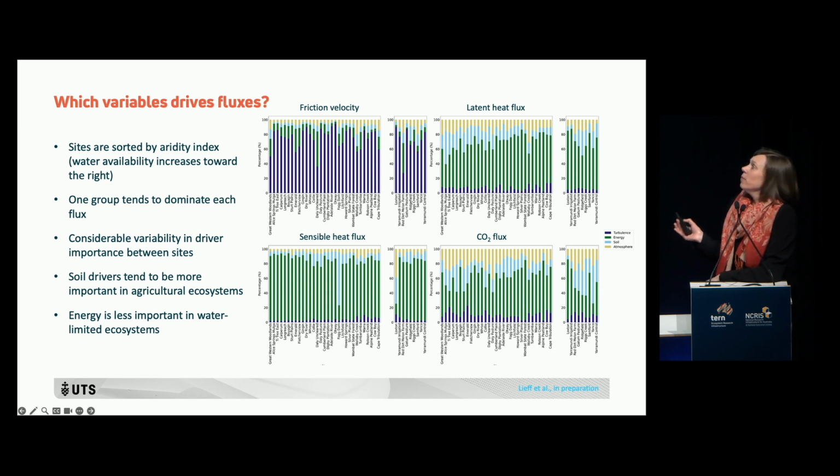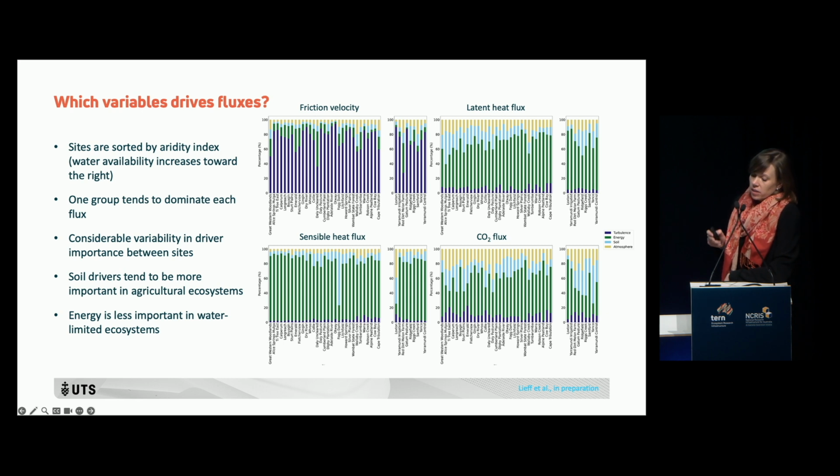So let's look at which variables are actually driving the fluxes. I don't want to overwhelm you with this picture. I just want to show you the general trends here. So we've plotted the sites sorted by aridity index, so water availability increases towards the right. And what is obvious here is that one group tends to dominate each flux, okay? So for the friction velocity, that's the first plot here, it is clearly turbulence, and that's expected to dominate the variability. For the latent heat flux, sensible heat flux, and CO2 flux, it is mostly energy, shown in green here.